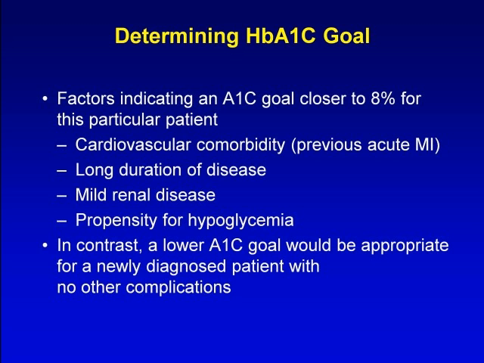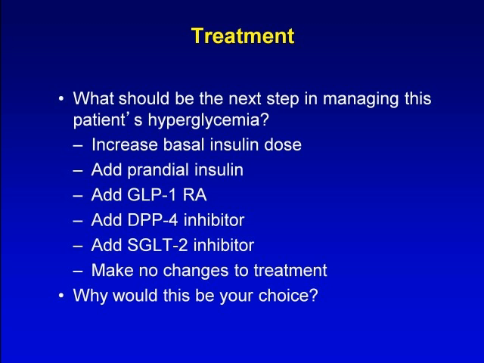So for this patient, because he's already had acute myocardial infarction, he does have a mild degree of chronic renal disease, and therefore a goal of less than 8 would be good for him. So how would you achieve that? He's at 9.2. Would you go up on his insulin, add another insulin, a GLP-1, DPP-4, or you just leave him alone? What would you do?